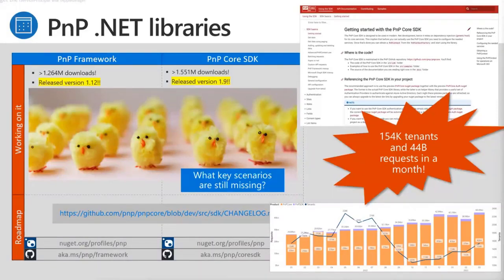But one thing to call out is our usage. I think we, in March, got a new all-time high on the number of requests. So 44.4 billion requests done using .NET libraries, by 150,000 plus tenants. So that's a lot. So yeah, I think usage is growing and more features are coming then. Let's move to Gautam for the PowerShell updates.